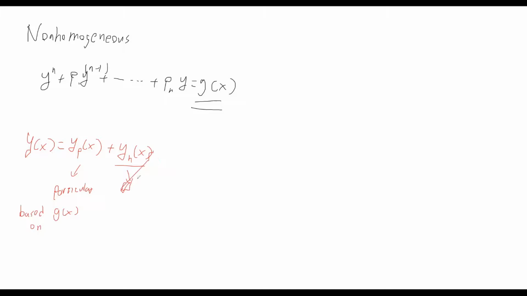Oh, the homogeneous part. Okay, and same thing here with the higher order differential equation. We still have this form of solution which is constructed by combining the particular solution with the homogeneous solution. All right, so let's take a look at theorem 4 together.